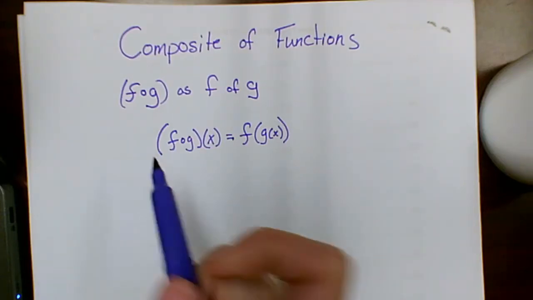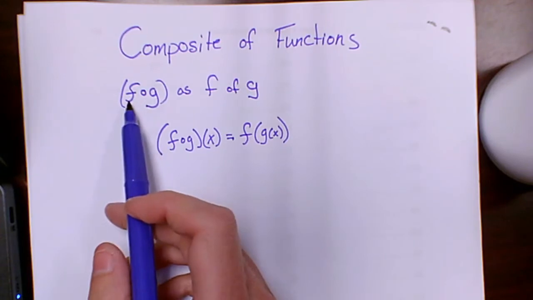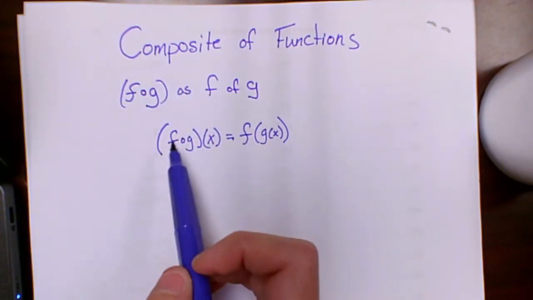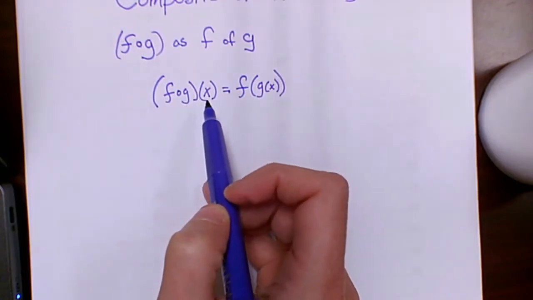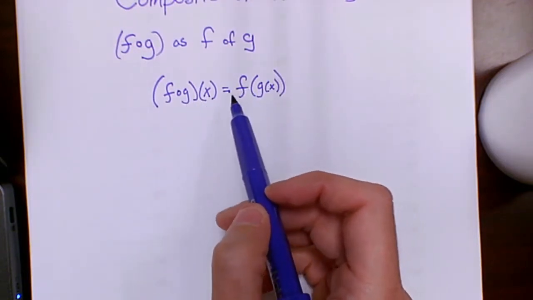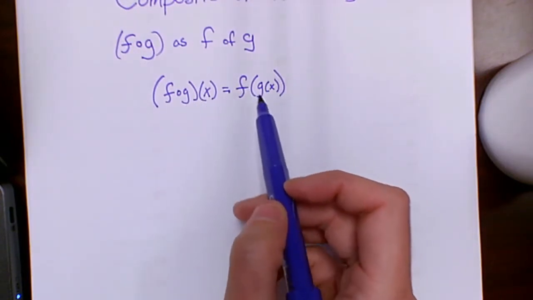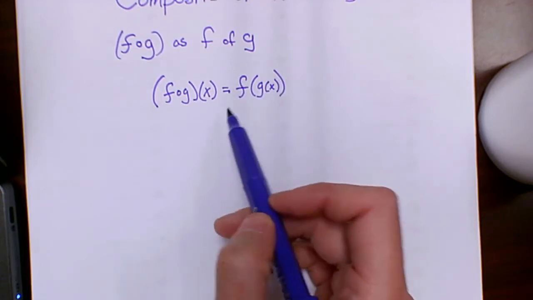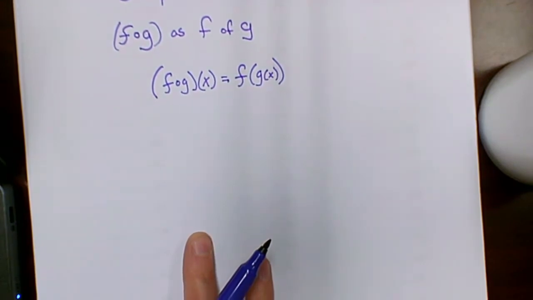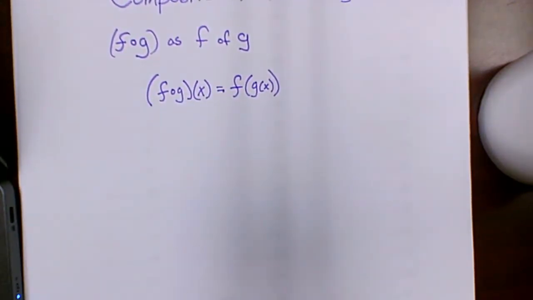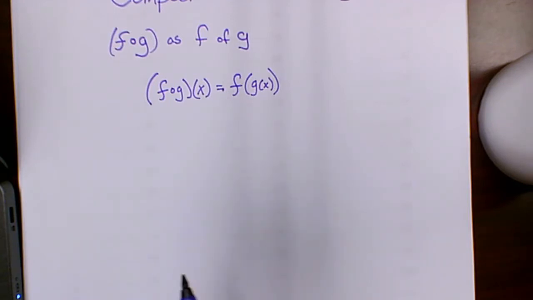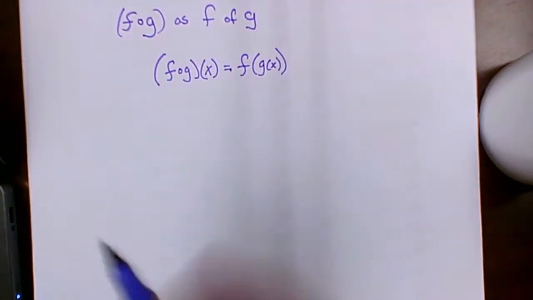Composite of functions. F of g, or FOG, reads as f of g. So if we have f of g of x, the g will be in replace of the x for f. So what you're going to do is substitute the inner function into the outer function. Let's work on some examples.